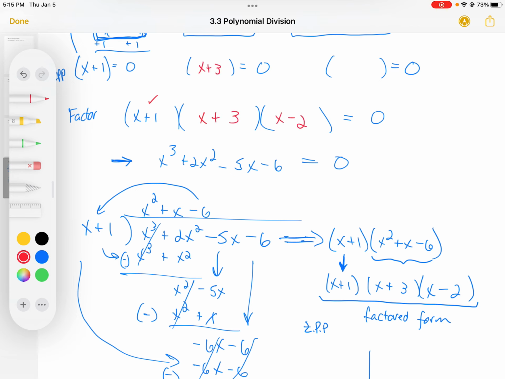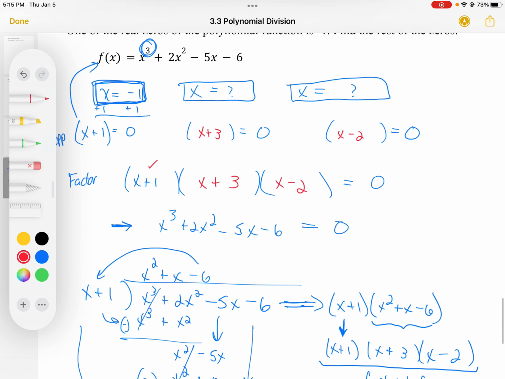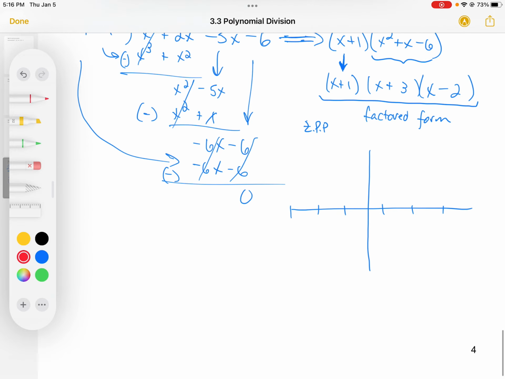So if we use the zero product property, okay, either x plus 1 is equal to 0, x plus 3 is equal to 0, or x minus 2 is equal to 0. We solve this for x. So x is equal to -3. The one on the right, we solve for x. So x is equal to +2. So we have zeros at -1, -3, and 2. That means x-intercepts at -3, -1, and 2.